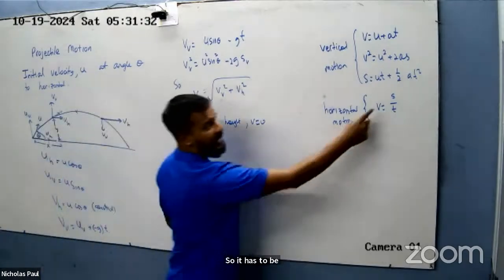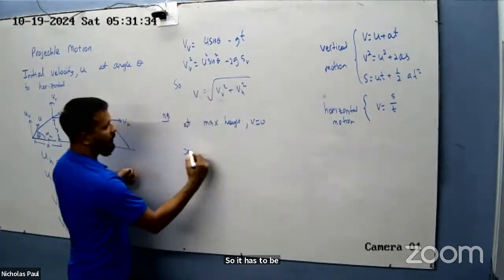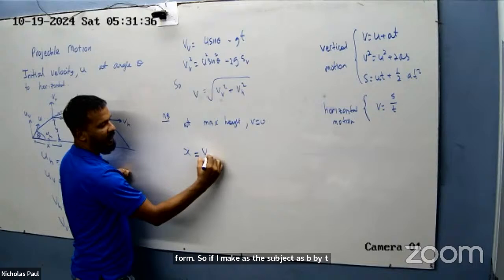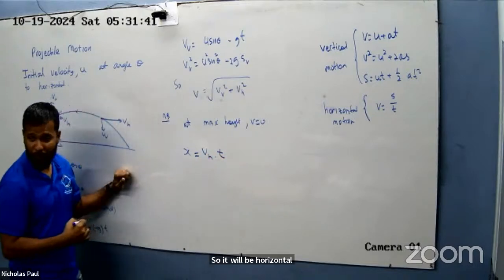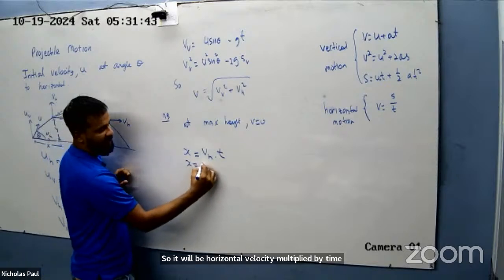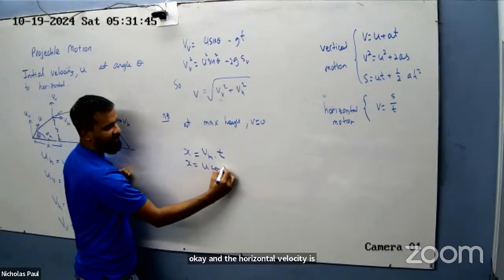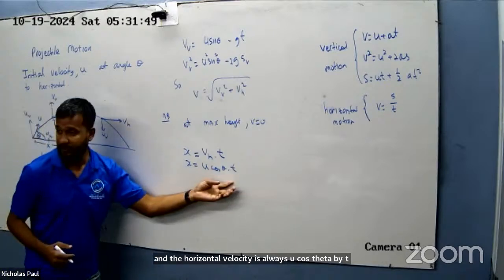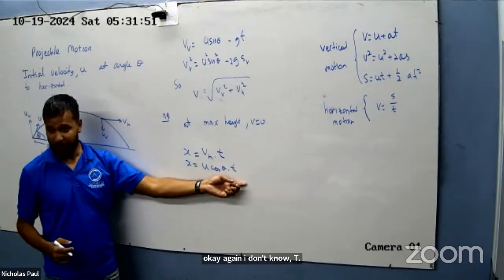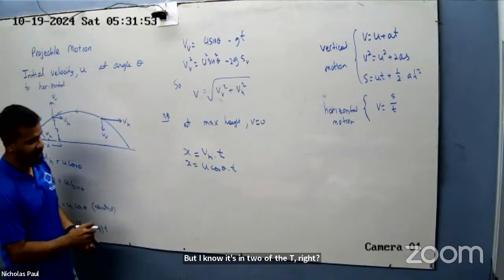So if I make S the subject, it's V times T. So it will be horizontal velocity multiplied by time. Okay? And the horizontal velocity is always u cos theta, times T. Again, I don't know T, but I know it's in terms of T, right? If I find T, then I can find x.